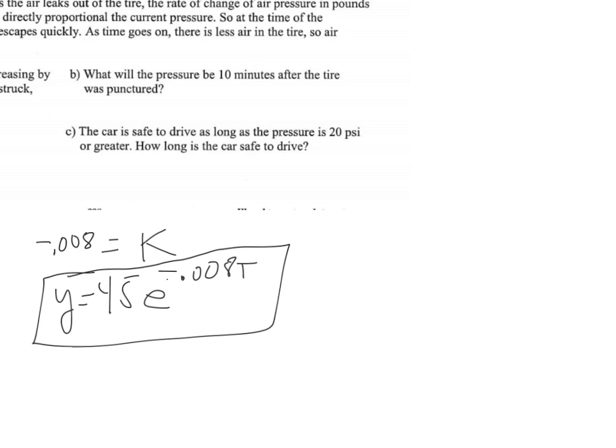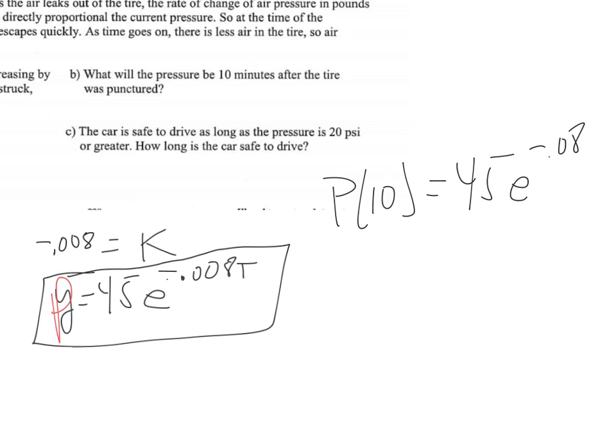Then to answer part B, they're asking what the pressure is going to be 10 minutes later. I just realized I wrote y here, and I probably want to be writing p. So that's p of 10, which is 45 times e to the 10 times negative 0.008. Grab your calculator, raise e to that power, and multiply by 45. I got 41.54 pounds per square inch.